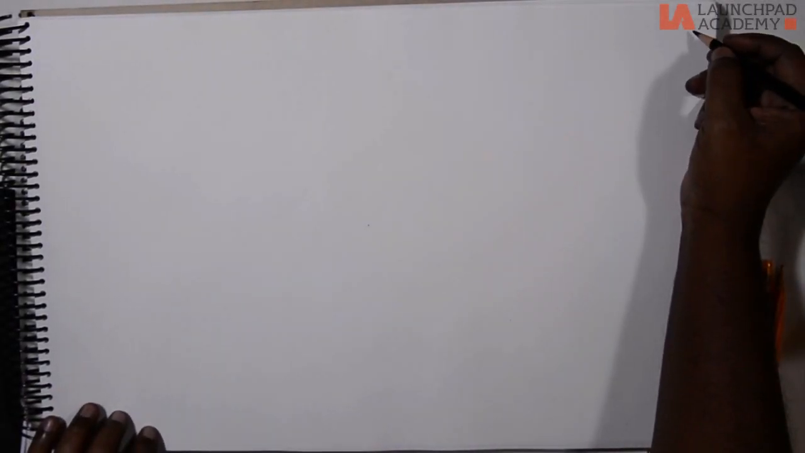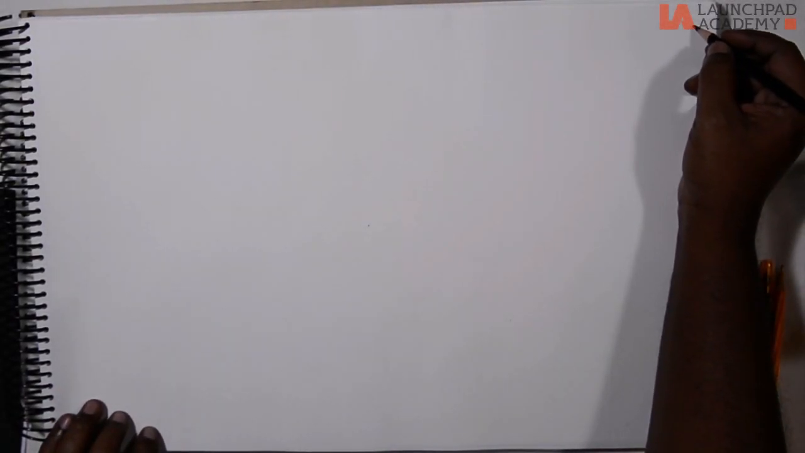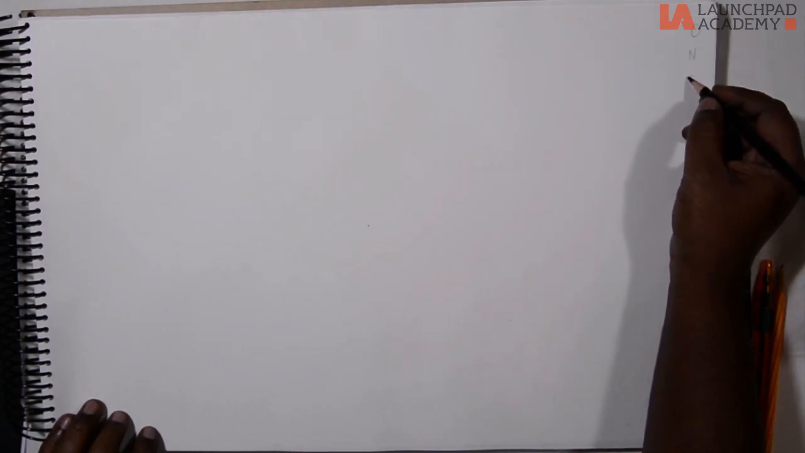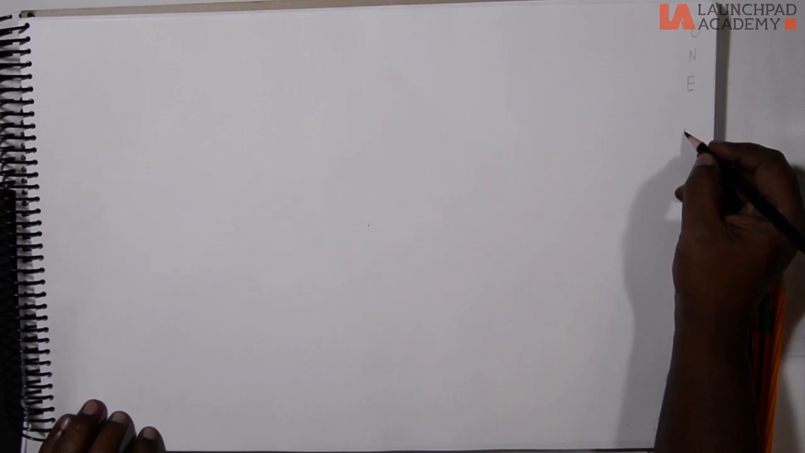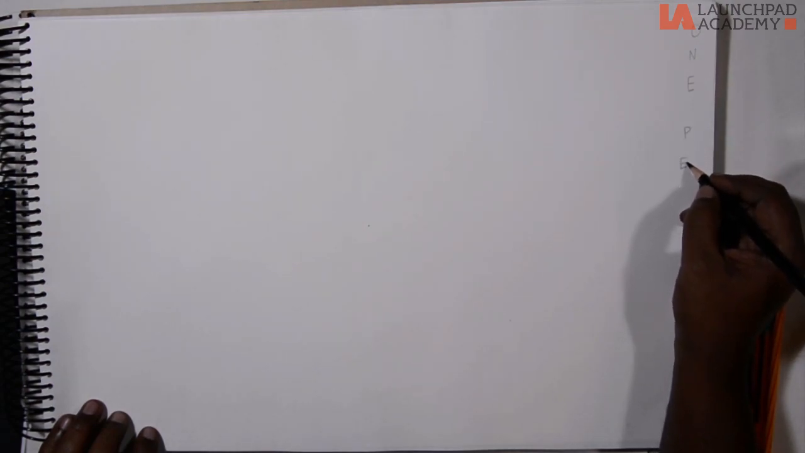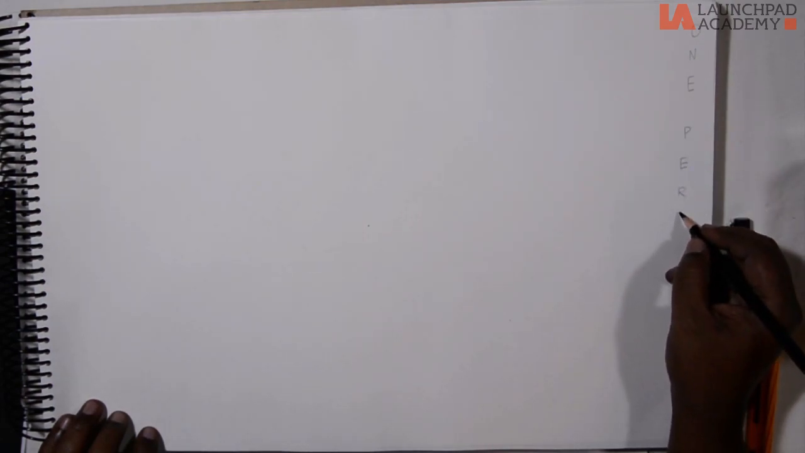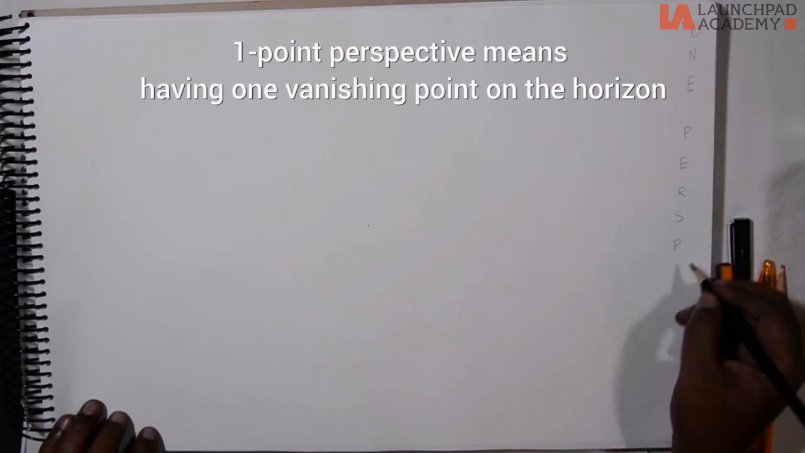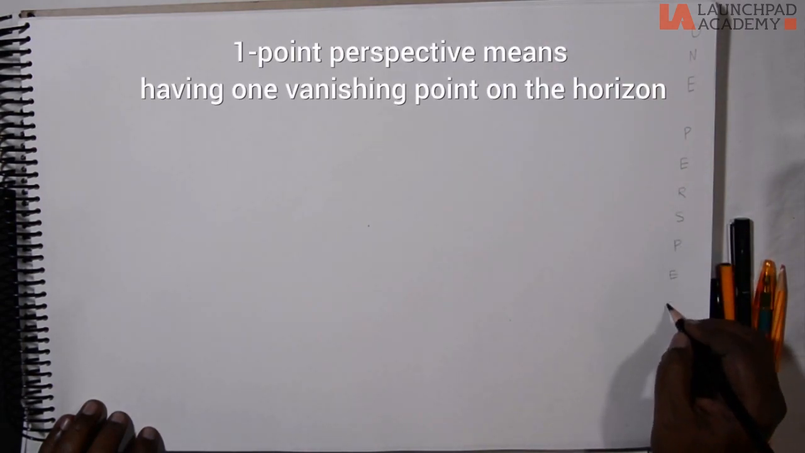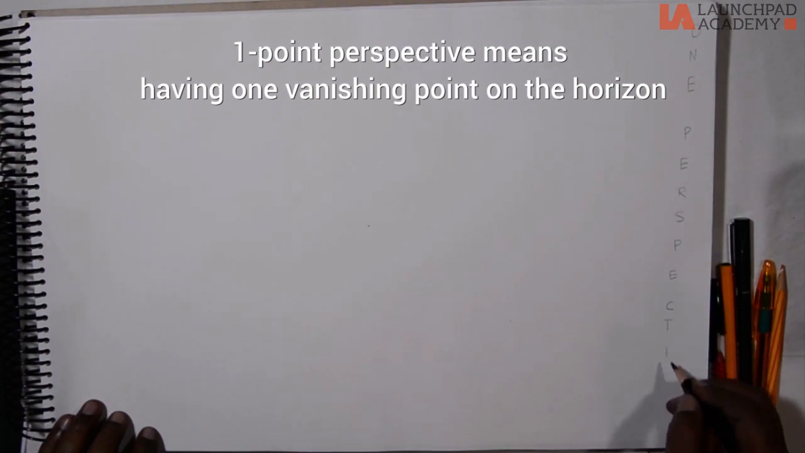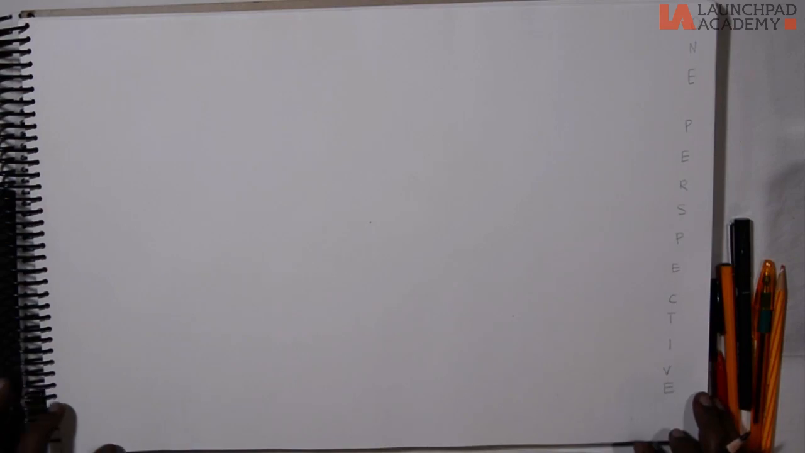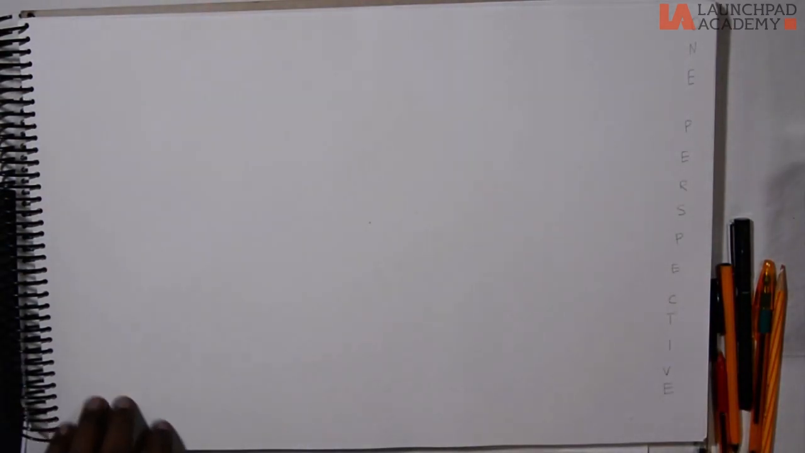Today we are going to have one point perspective. It is going to have one vanishing point and horizon as usual, and I'm going to have cubes arranged in a way you can understand easily.